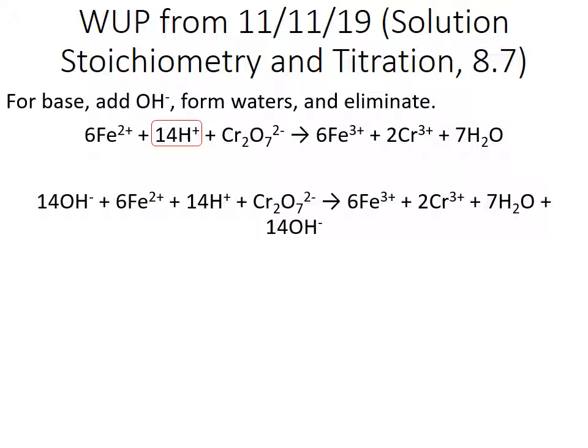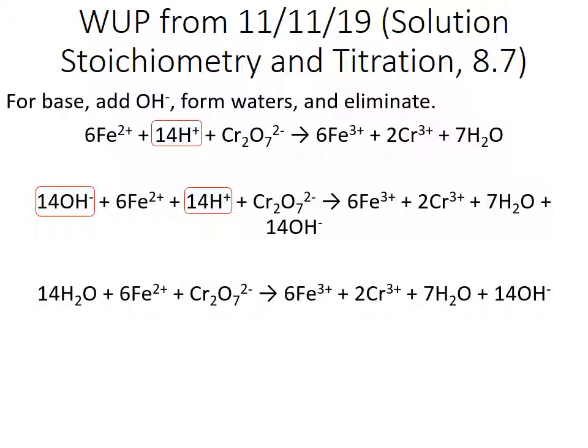Now we need to look for H+ and OH- that are on the same side. And we can see that we've got that right there in our reactants. We're going to smash those together and turn them into water molecules. So now we have 14 water molecules in our reactants. We need to compare the water on both sides in case we need to eliminate some. And we do. There are 14 in the reactants, 7 in the products. So those 7 products are going to go away.